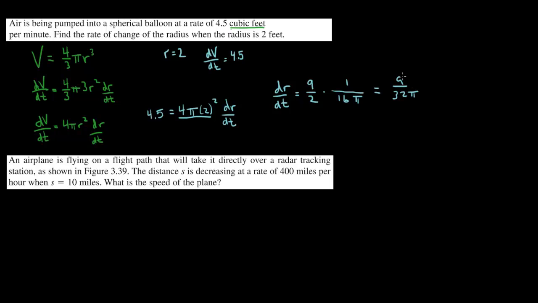9 over 32 pi. 16 times 2 times pi, with 9 on the top. Sure, it's not a pretty answer, but I think it works. Okay, now what are the units here?